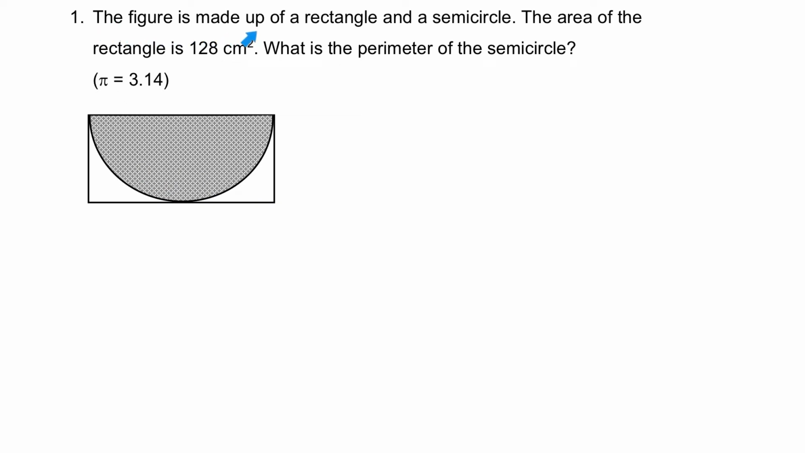The figure is made up of a rectangle and a semicircle. The area of the rectangle is 128 square centimeter. What is the perimeter of the semicircle?